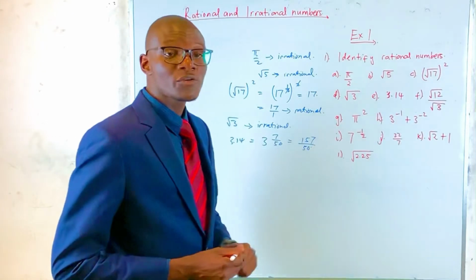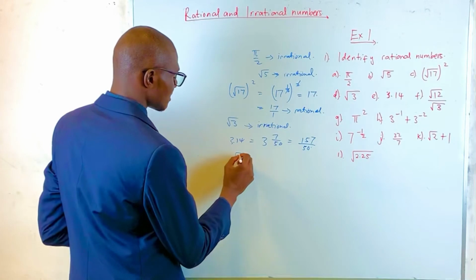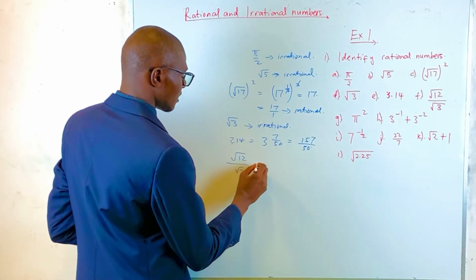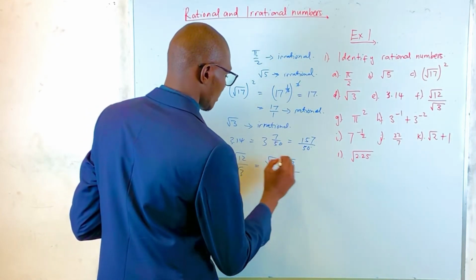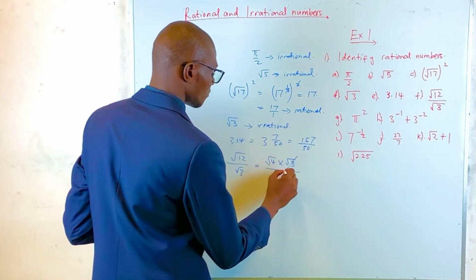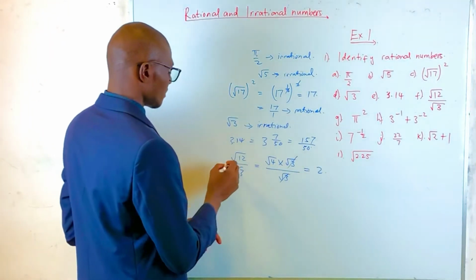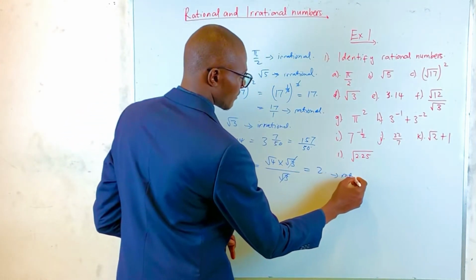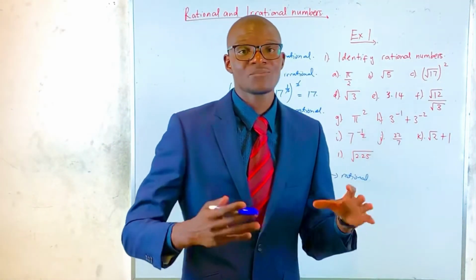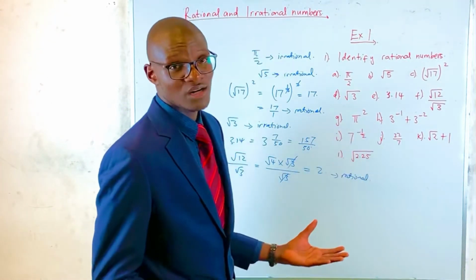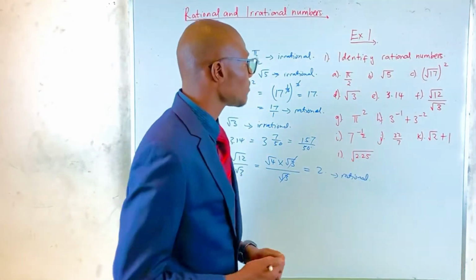Then root of 12 over root of 3. This is a rational number. Why? Because if we carry out the simplification, we can rewrite root of 12 as root of 4 times root of 3, over root of 3. The root 3 cancels, and we know that root of 4 is just 2. So this is a rational number. Then pi squared is definitely irrational. Pi is irrational, so pi squared is still irrational.